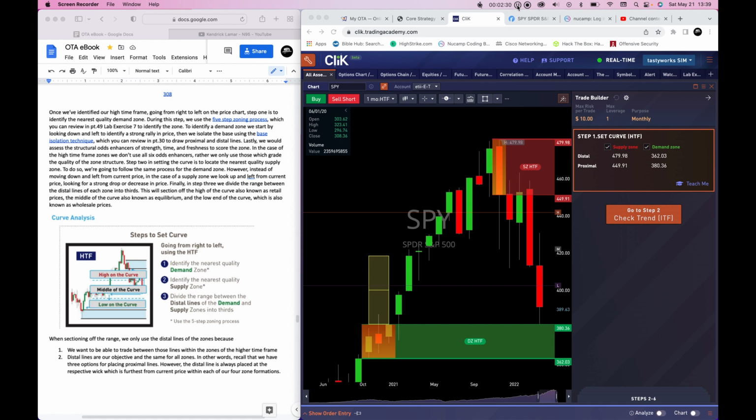In the case of the high time frame zones, we don't use all 6 odds enhancers. Rather, we only use those which grade the quality of the zone structure.